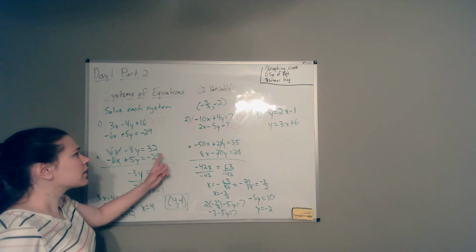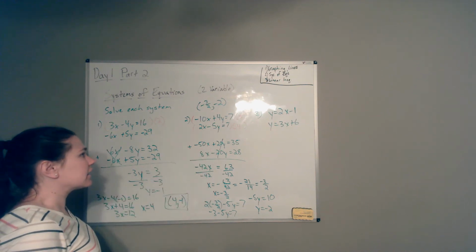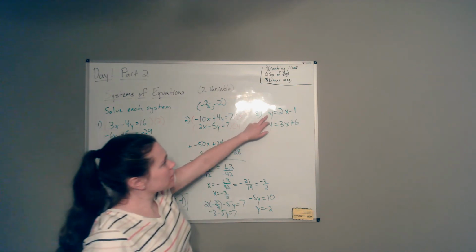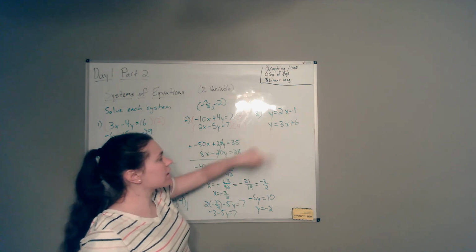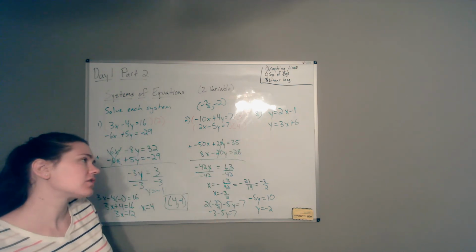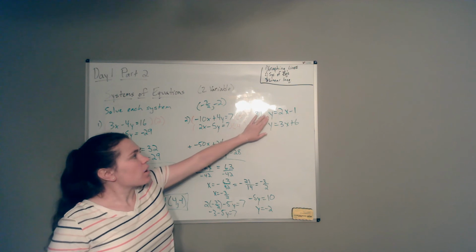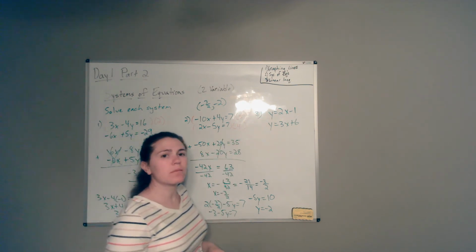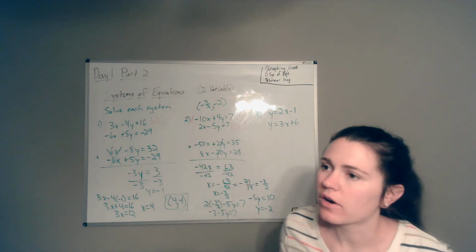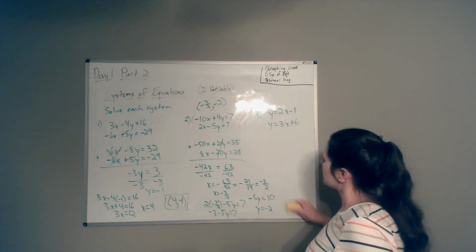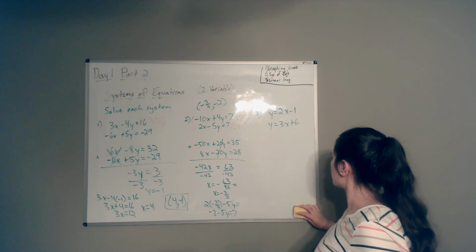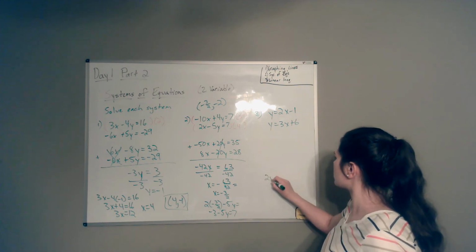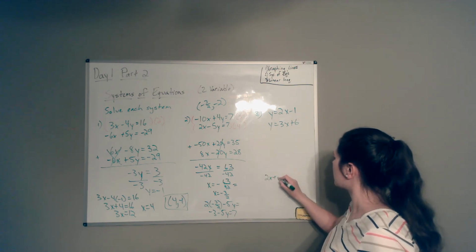All right, number 3. So number 3, we have y equals 2x minus 1. We have y equals 3x plus 6. So notice y is isolated in both of these. This is a type of problem you would probably want to use substitution for. So before we do number 3, I'm going to give you another kind of problem in which you might want to use substitution.